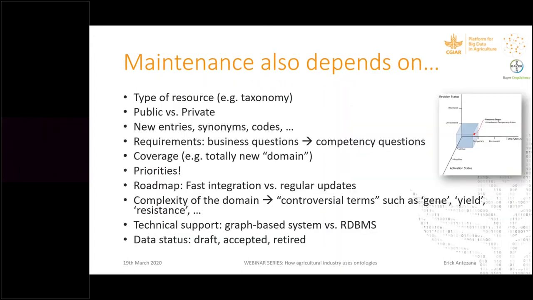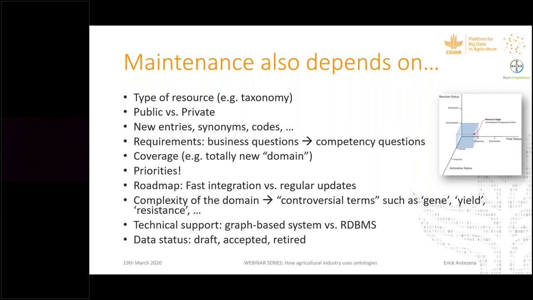Of course, the maintenance also depends on plenty of other variables. There I was able to collect quite a few of the ones that help us to take decisions, like, for instance, what type of resource is it? I already mentioned a little bit about this. Is this a public or a private resource that we have in the platform? Are we talking about new entries, new synonyms, new codes? Another important one is around requirements, because this has to be linked to the business questions that are at some point translated into competency questions.